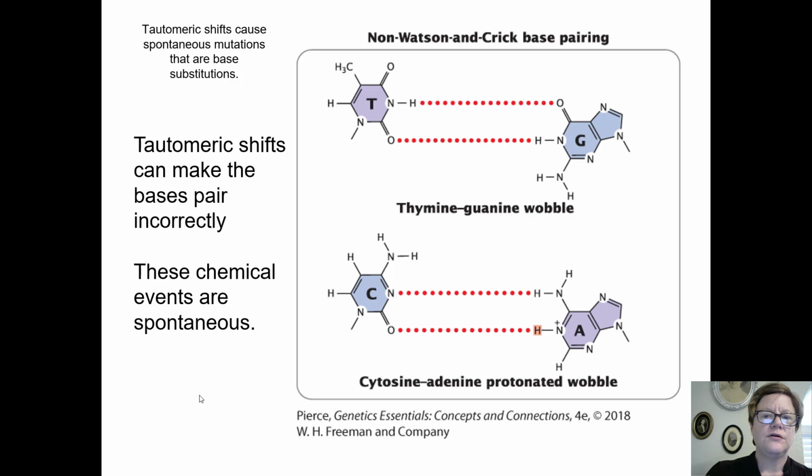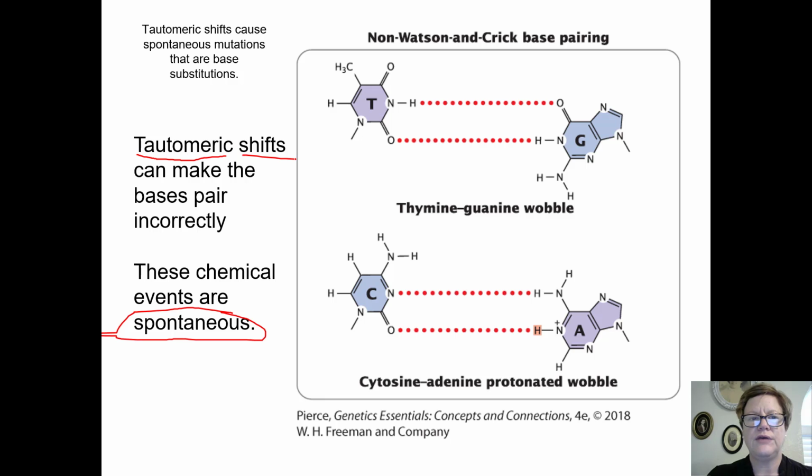So there are some mutations that are spontaneous. Those are the ones that we blame on DNA polymerase. When we talk about spontaneous mutations, things that you could not prevent no matter how hard you tried, things that happen naturally in the cell, things that happen chemically that you cannot stop. And one of those things is called the tautomeric shift.